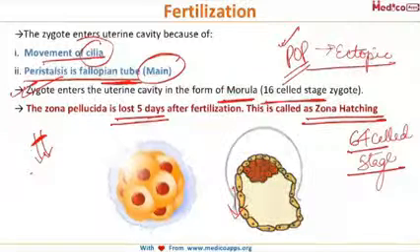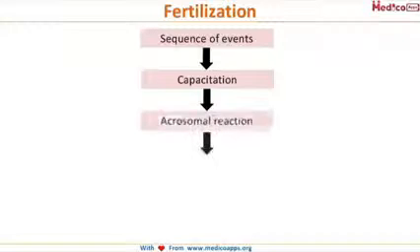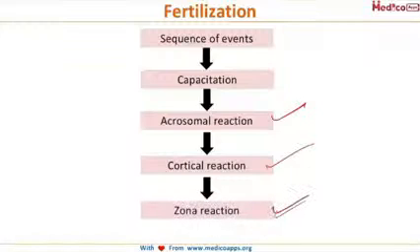Now if we sum up the sequence of events that are occurring in fertilization. So first, capacitation occurs. The sperms become now capable of fertilizing the ova. They go and attach to the zona pellucida, and it causes the release of enzymes from the acrosome of the sperm, which is called acrosomal reaction. Now it causes the lysis of the zona pellucida, and the sperm is now able to enter the cortex of the secondary oocyte, which causes the release of enzymes from the cortex, and this is called cortical reaction. Now these enzymes cause hardening of the zona, which makes the zona impermeable to other sperms, and this is called zona reaction. So this completes our sequence of events of fertilization.